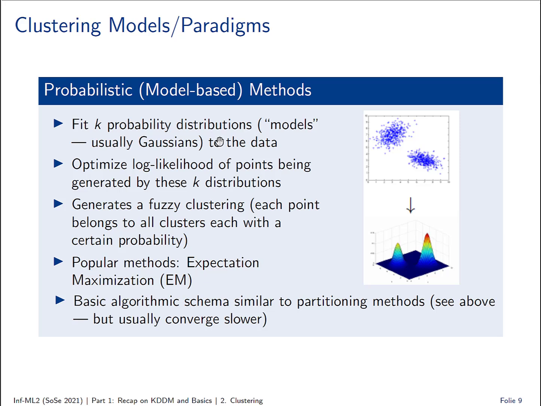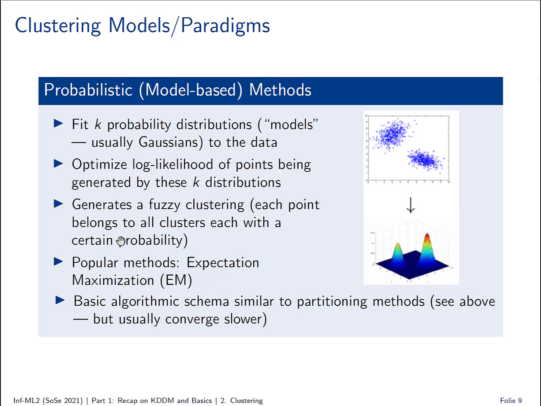So in that case, you typically optimize the log likelihood of points being generated by these k distributions. The generalization is that now it's the same idea. You try to partition the data into k clusters, but now you model the whole thing not only by the mean but by some distributions. Yeah, and that typically generates a kind of fuzzy clustering.